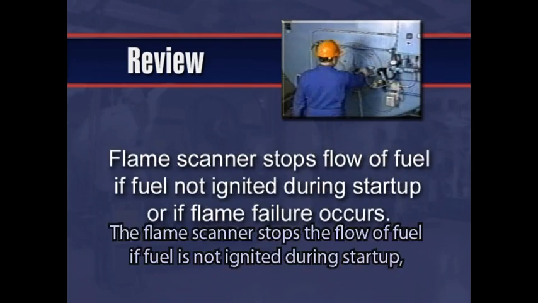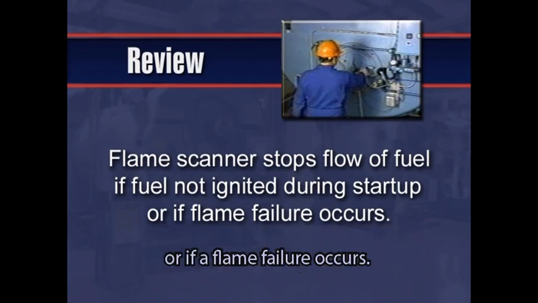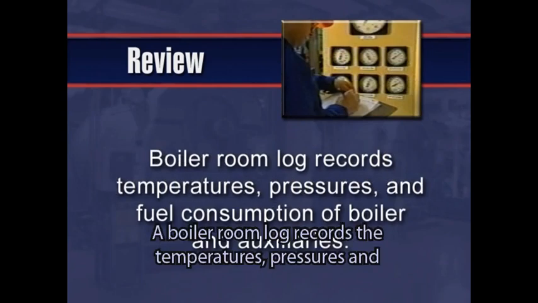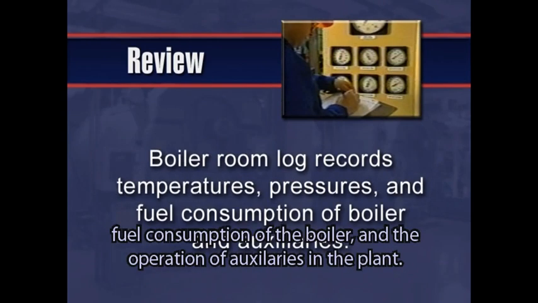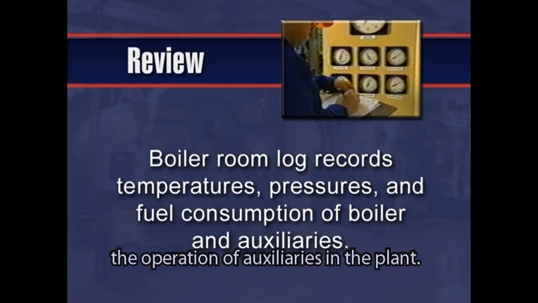The flame scanner stops the flow of fuel if fuel is not ignited during startup or if a flame failure occurs. A boiler room log records the temperatures, pressures, and fuel consumption of the boiler and the operation of auxiliaries in the plant.